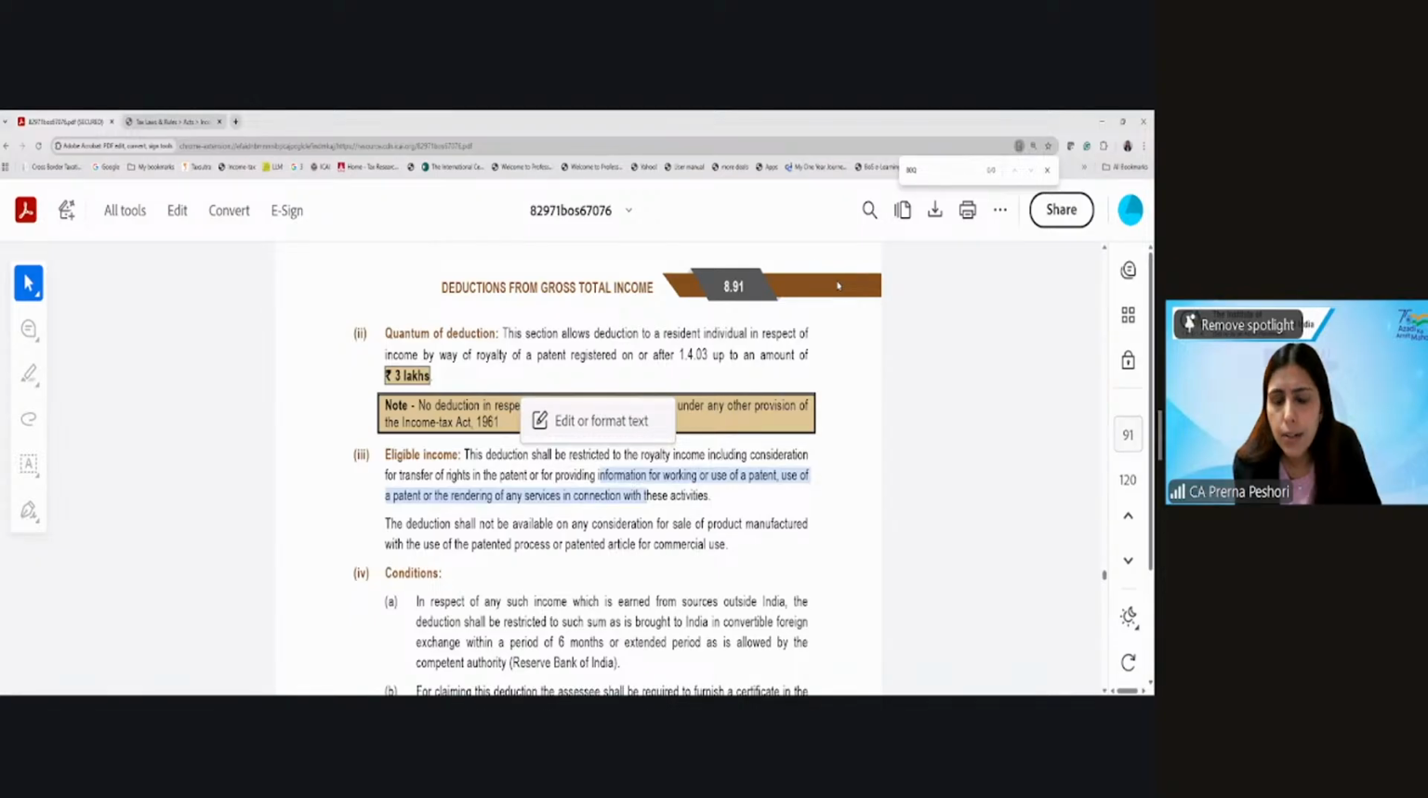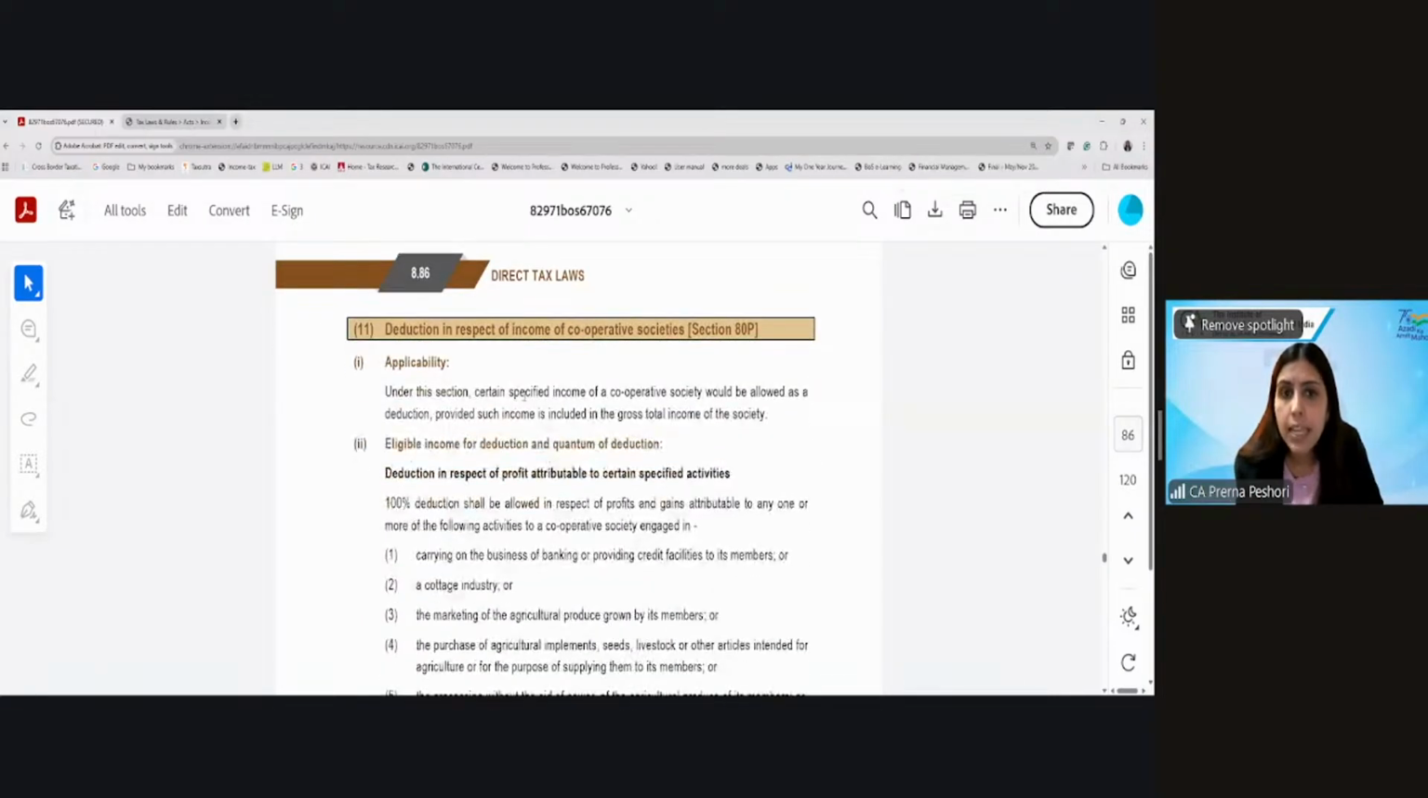Clear? The next deduction in relation to the income that we are going to do is 80P. What is 80P for? It is for the cooperative societies. Deduction in respect of the income of the cooperative society. Now, what does it say? The specified income of a cooperative society would be allowed as a deduction.